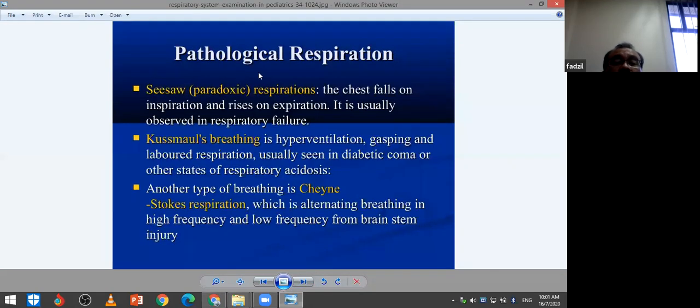So there are respiratory patterns. Seesaw means the chest falls on inspiration and rises on expiration. This one you see in respiratory failure. Then Kussmaul breathing, hyperventilation, like gasping in diabetic coma, and other mainly respiratory acidosis, CO2 retention. Many cases of upper respiratory tract obstruction can cause this too. Cheyne-Stokes is different. Cheyne-Stokes breathing is because of brainstem abnormality. The breathing goes up and then stops.